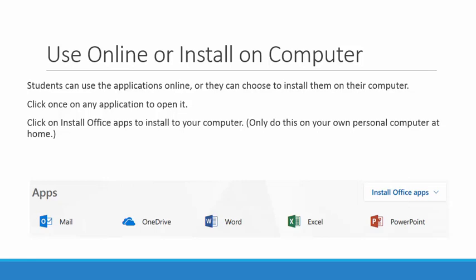You click once on any application to open it. So I would click once to open my OneDrive, which is where I store my documents, once to start a new Word document, once to start an Excel document, once to start a PowerPoint document. But if I'm at home and I want to install this on my own personal computer, you can do that by clicking Install Office Apps.